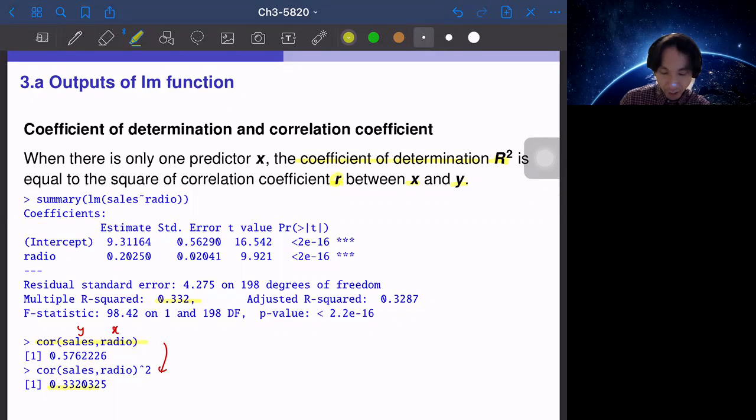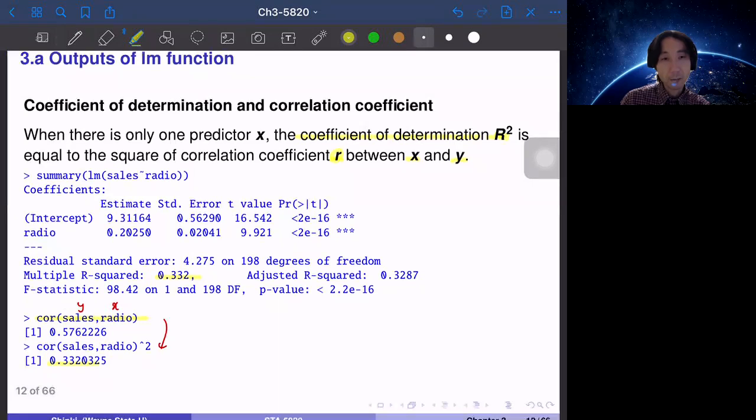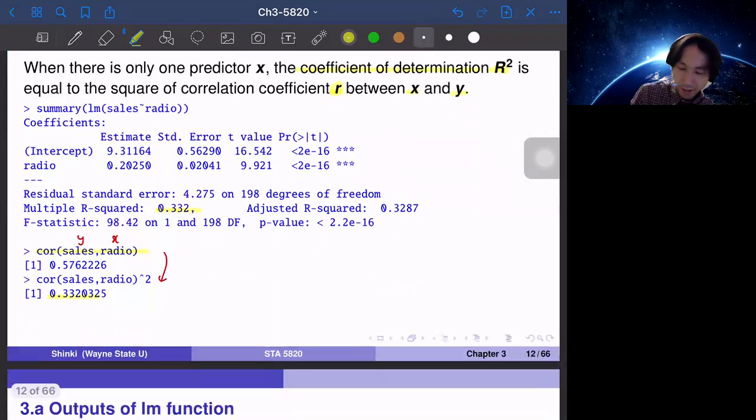But of course, multiple R squared is a more general concept because we can have more than one predictor, and adjusted R squared modifies it even more.